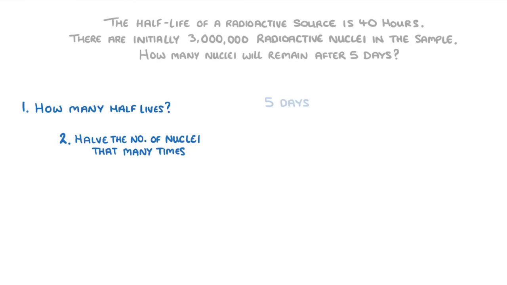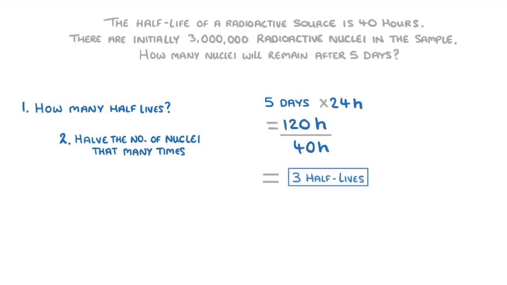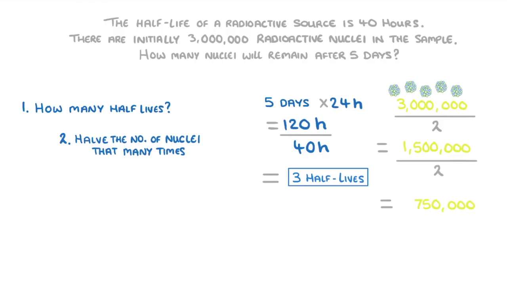So first, we need to take 5 days and times it by 24 hours to get 120 hours. And we can then divide that by 40, which is the source's half-life, to find out that the sample will have undergone 3 half-lives. So then we just take our 3 million radioactive nuclei and halve them 3 times to get 1.5 million, 750,000, and finally 375,000, which would be our final answer.